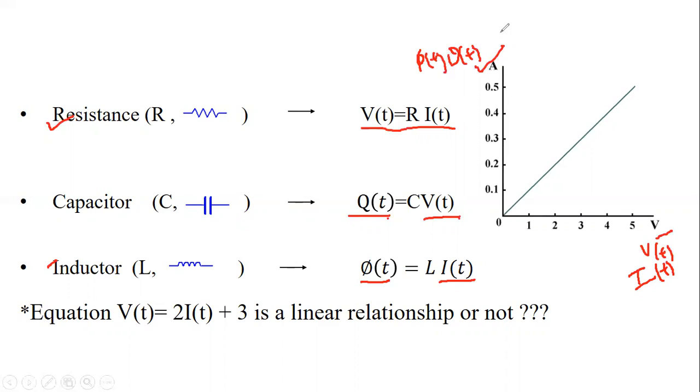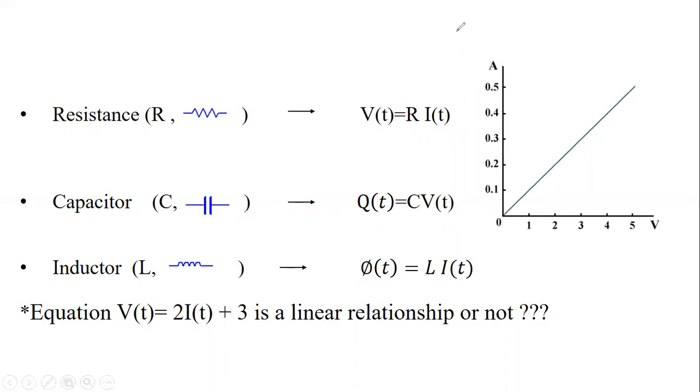So resistance, inductance and capacitance are all linear elements, while all electronic elements, MOS, transistor and diode, are non-linear elements. See here, suppose an equation is given by v(t) equal to 2i(t) plus 3. Is it a linear relationship or not? This is not a linear relationship because there is a term of plus 3. So this is a non-linear relationship.